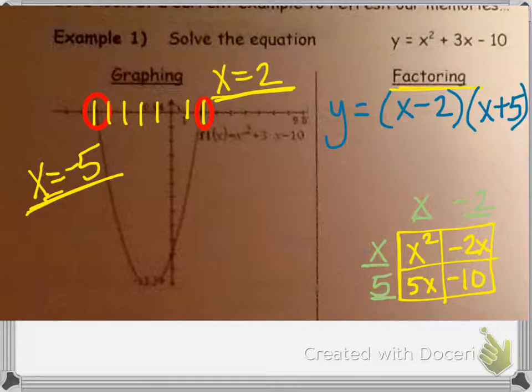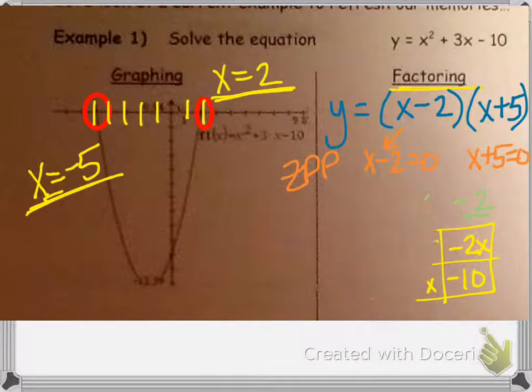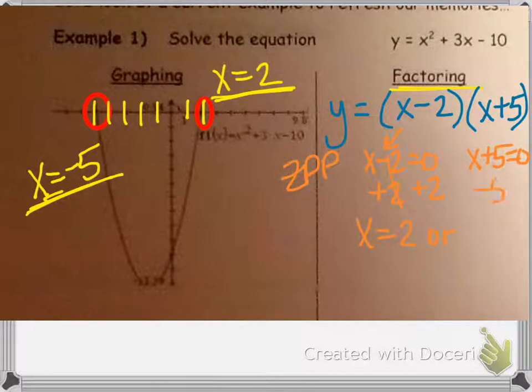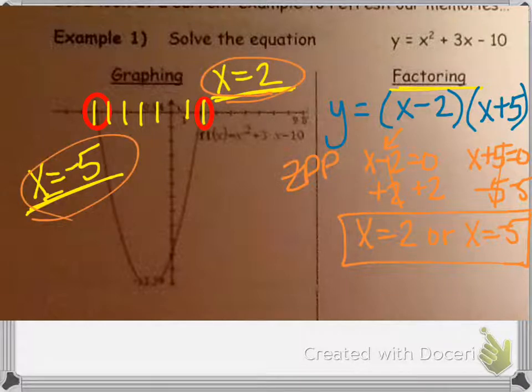And then to continue solving, we would use the zero product property. So I would have x minus 2 equals 0, or x plus 5 equals 0, and I would just solve that. I would add 2 to both sides, so x equals 2, or subtract 5 from both sides, so x would equal -5, which is the same thing I found when I was graphing: x equals 2 or x equals -5.